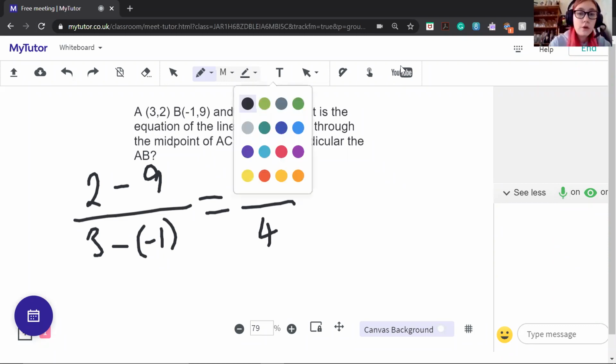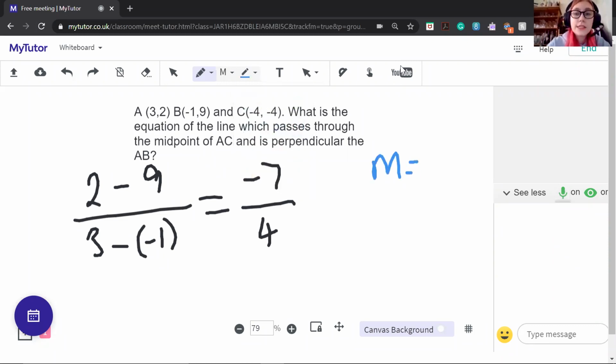So I'll write this in a different color so that we can see what's the gradient of our line. Well, if you remember, when they're perpendicular, they multiply to equal -1. And what this means is it's the same thing as flipping it and making it negative, or rather multiplying it by -1. So here it already is negative, so we know that our gradient is going to be positive. So we just flip it and get rid of that negative sign. So the gradient of our line is 4/7. So hopefully that makes sense.